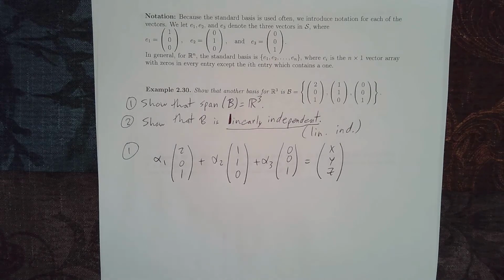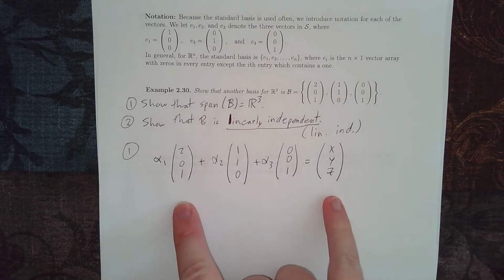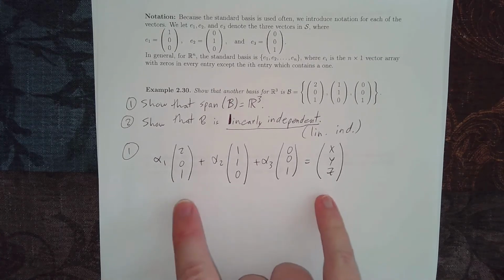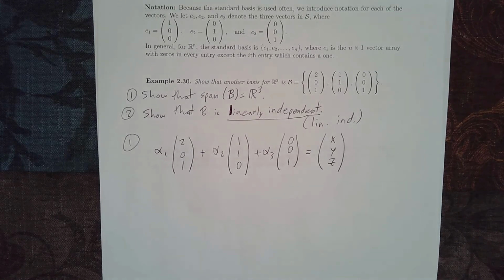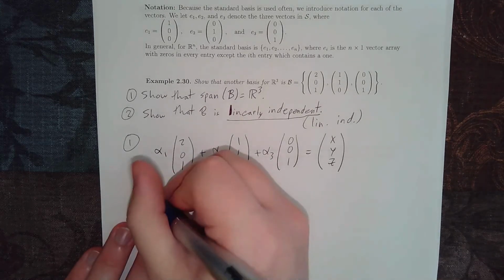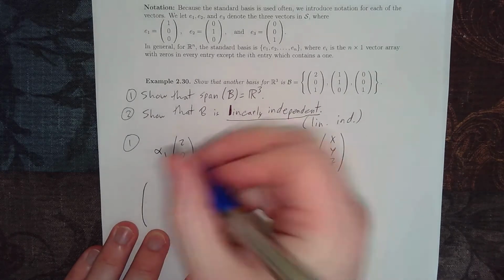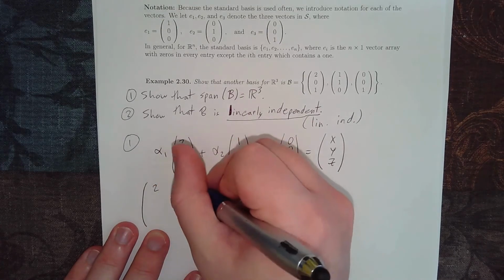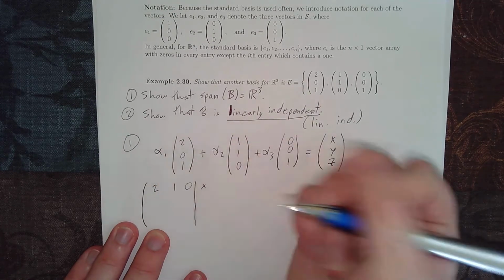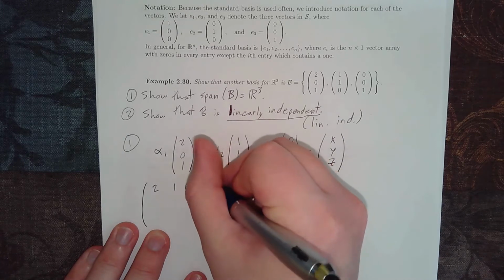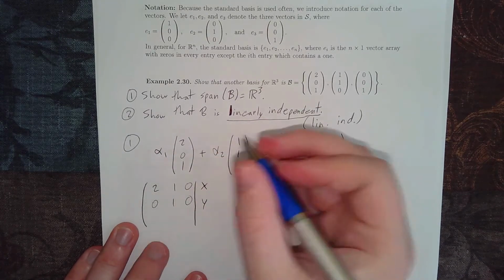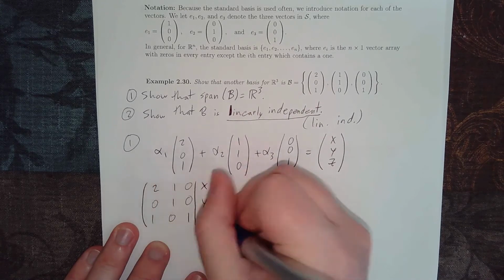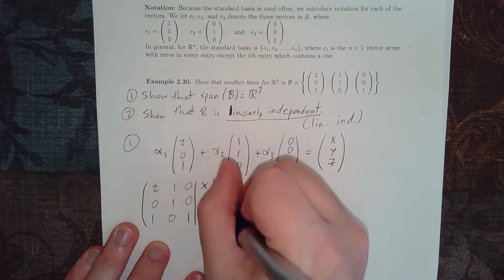Then we should be able to go ahead and create a matrix for this. If you're not sure how to jump from here to a matrix, ask about it in the discussion boards and we can talk about it. But the matrix that we should get here is [2, 1, 0, x], [0, 1, 0, y], and [1, 0, 1, z].